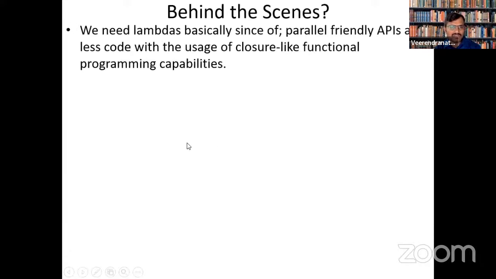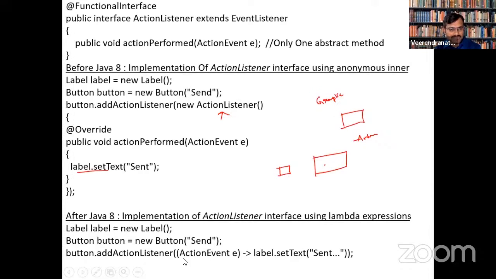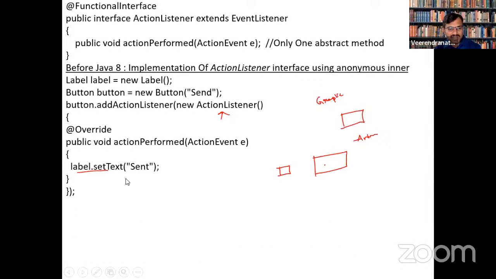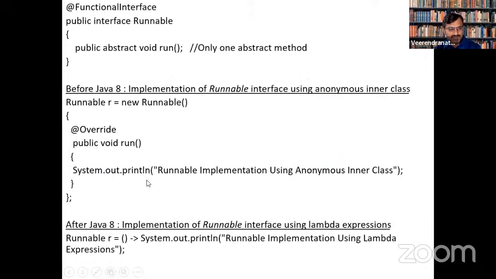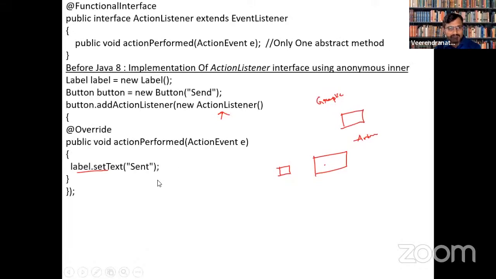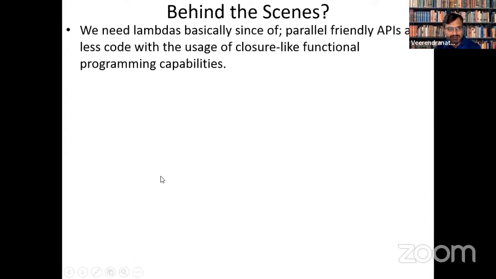Now, the next question that arises is, what happens in the background? What does the compiler generally do, and what is basically done behind the scenes? That is what it is. So we need lambdas basically, because they require less code. As you might have observed here, we require very little code, so we don't have to worry about the classical implementation.